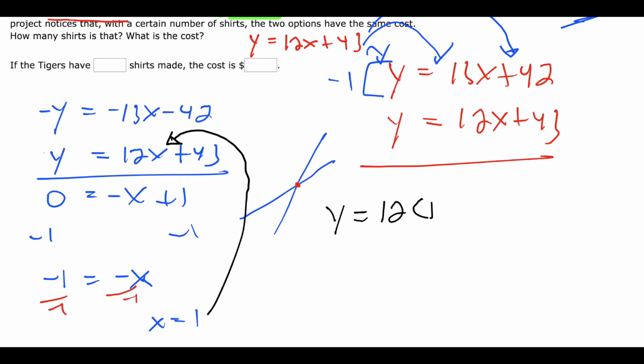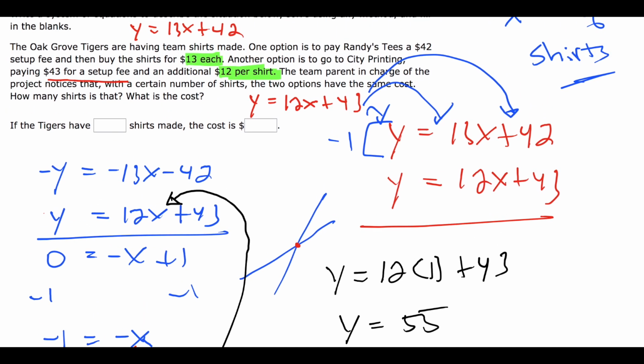12 times 1 plus 43, y equals 55. Okay, so now we can answer the question. So what are they asking here? The team parents in charge of the project noticed that with a certain number of t-shirts, the two options have the same cost. How many t-shirts is that? So they want the point of intersection.